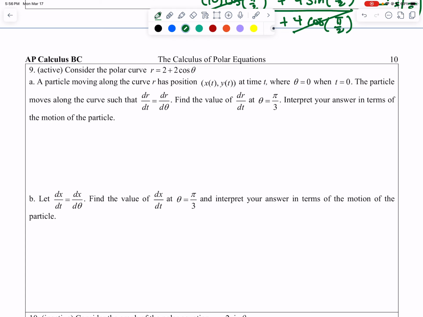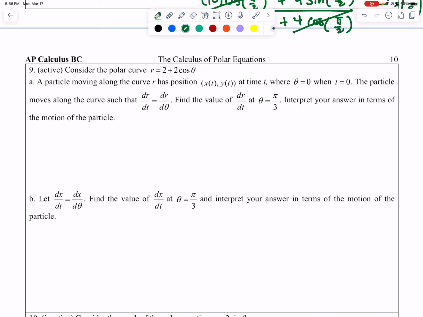All right, for number 9, we have r is equal to 2 plus 2 cosine of theta, and we have a particle that moves along the curve such that dr/dt is equal to dr/d theta. We want to find the value of dr/dt at theta is equal to pi over 3. Interpret your answer in terms of the motion of the particle.